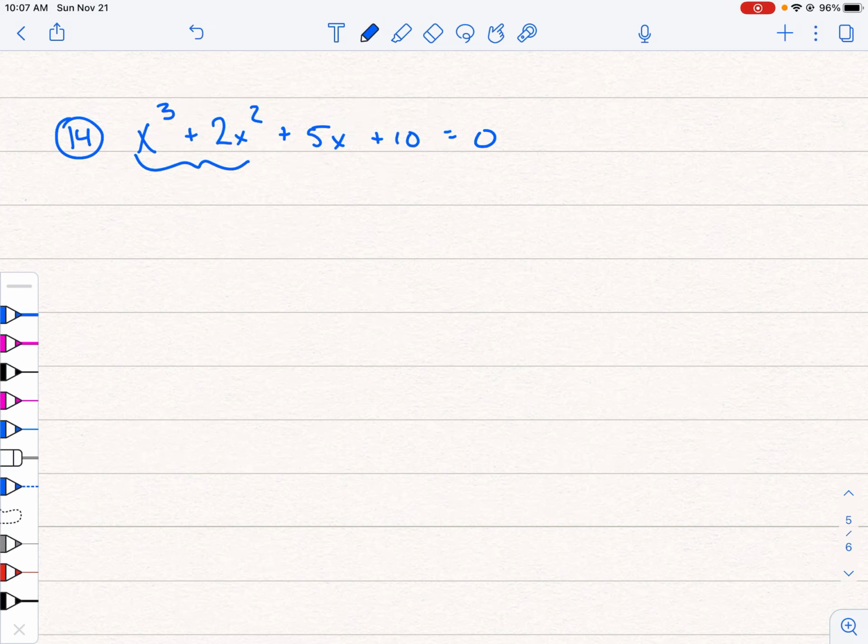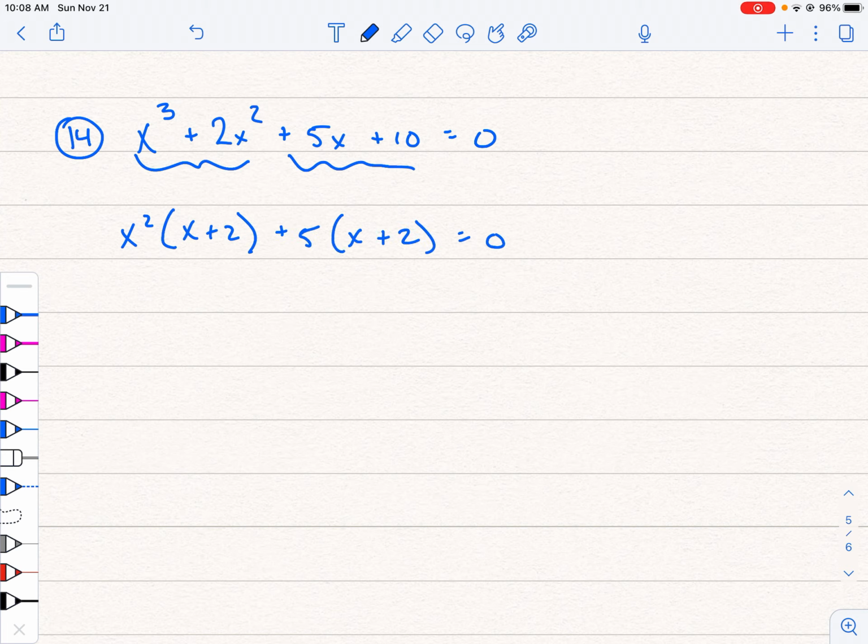That means I'm going to look at the first cluster and look for things that are in common. I'm going to look at the second cluster and look for things that are in common. Looks like there's a 5 there. And if all goes well, I'm going to end up with the same binomial on the inside. And thank goodness that I do have that. So I'm going to bring my x squared plus 5 together, and I'm going to bring my binomial x plus 2 down.